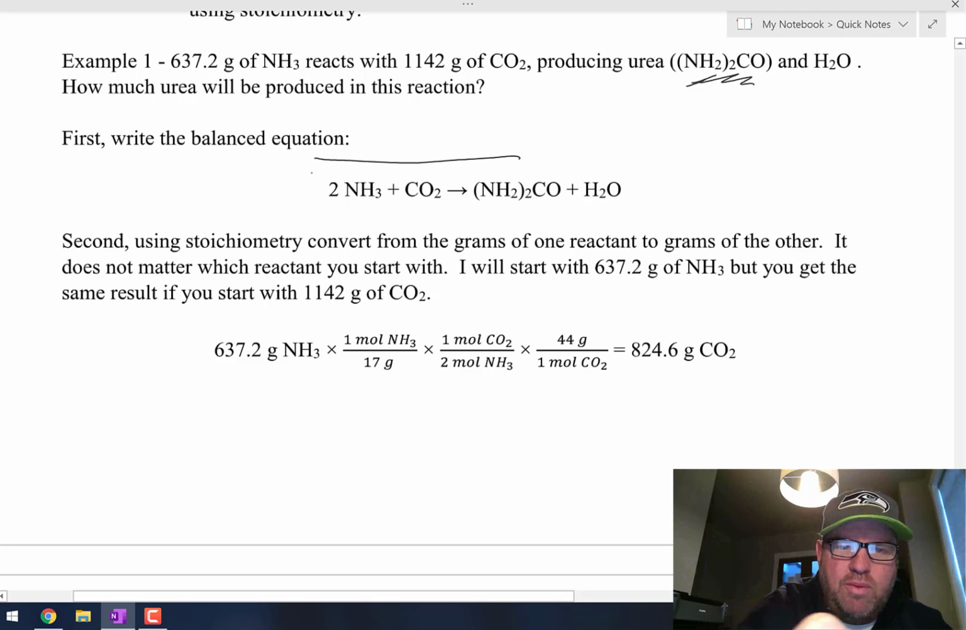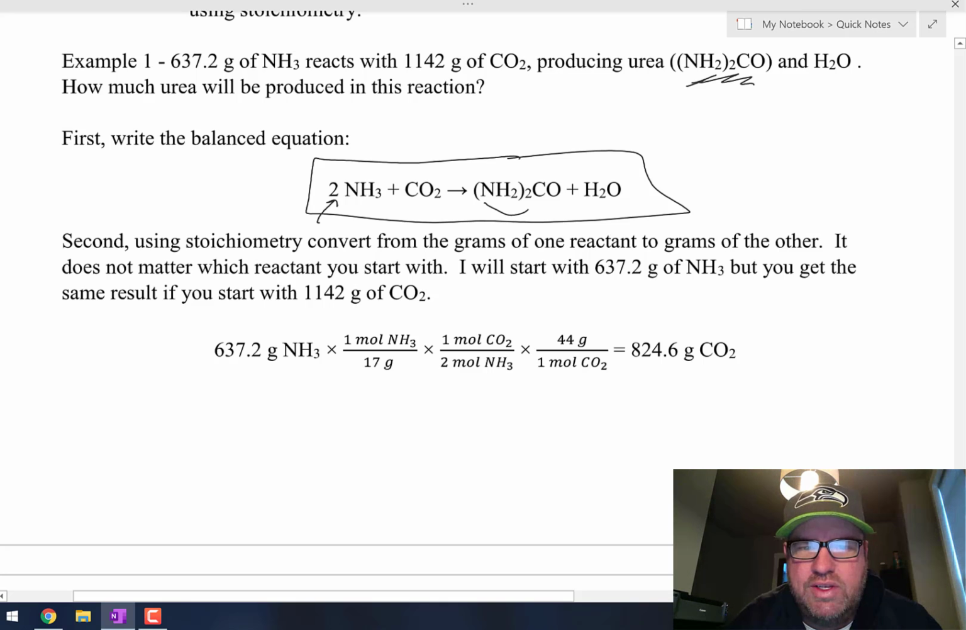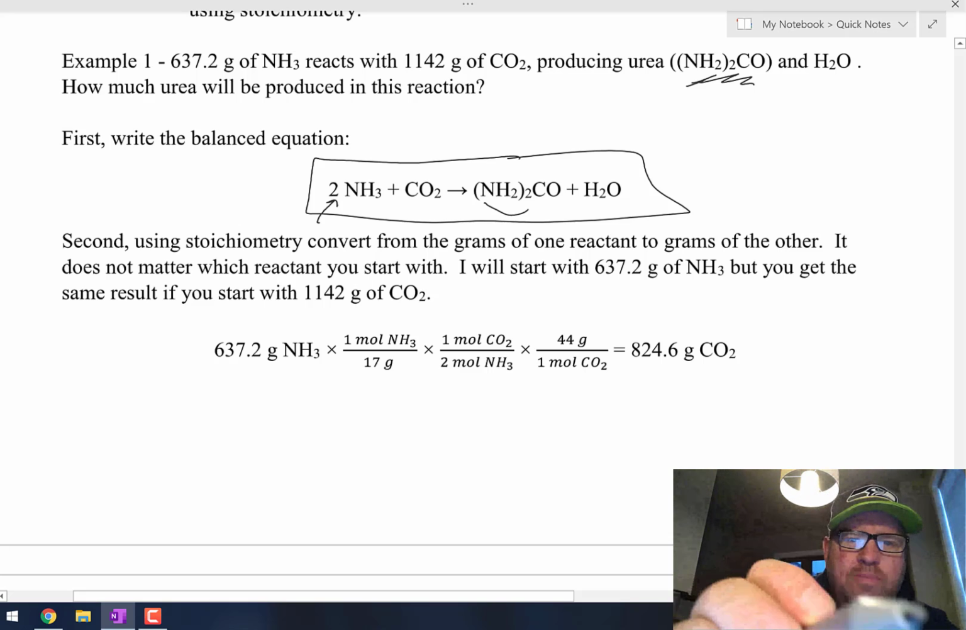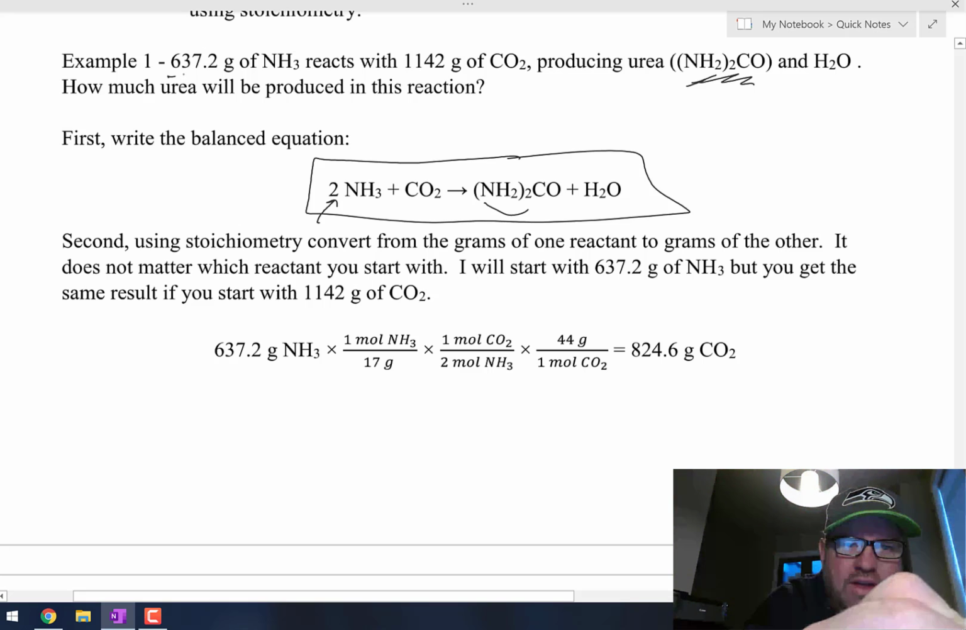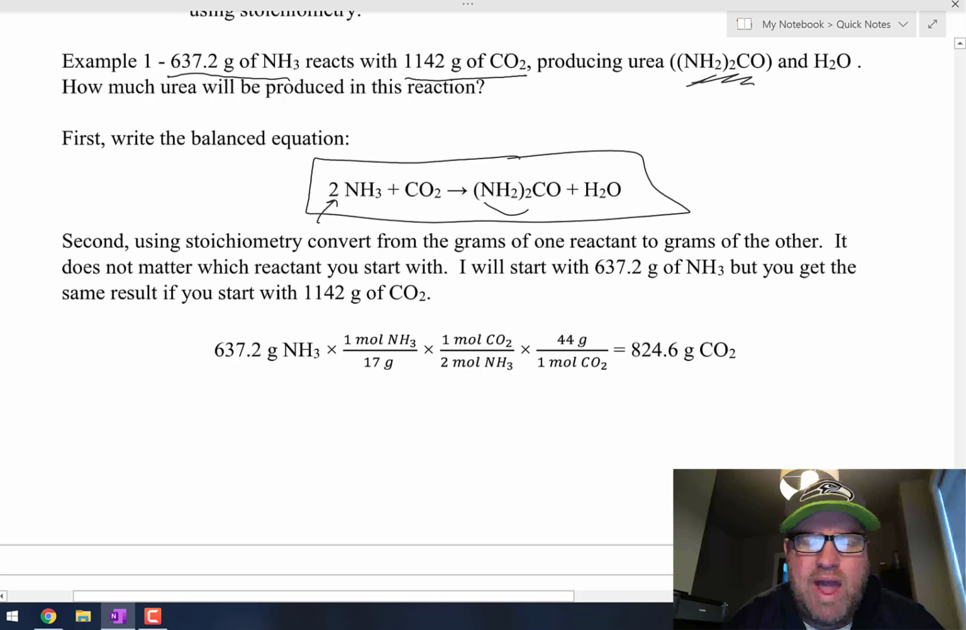So first of all, we write a balanced equation. Notice that there are two N's here, so we needed the two NH3s there. And then that is all you need to balance that equation. We know this is a limiting reactant problem because they give us the amount of one reactant and they give us the amount of the other reactant.